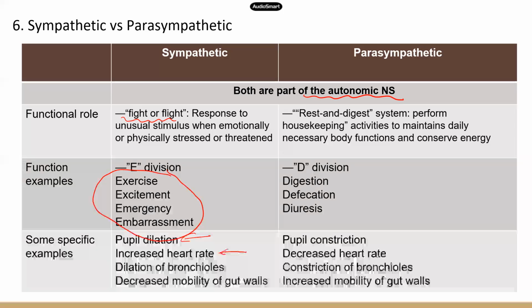Okay, now on the other hand, the parasympathetic is involved in these rest and digest activities. So these are going to be housekeeping activities to just maintain your daily necessary body functions and to conserve energy. And here are some examples of parasympathetic activities. Usually these are in the D division: digestion, defecation, diuresis. These are some specific examples, and they're almost the opposite of the examples for the sympathetic nervous system.